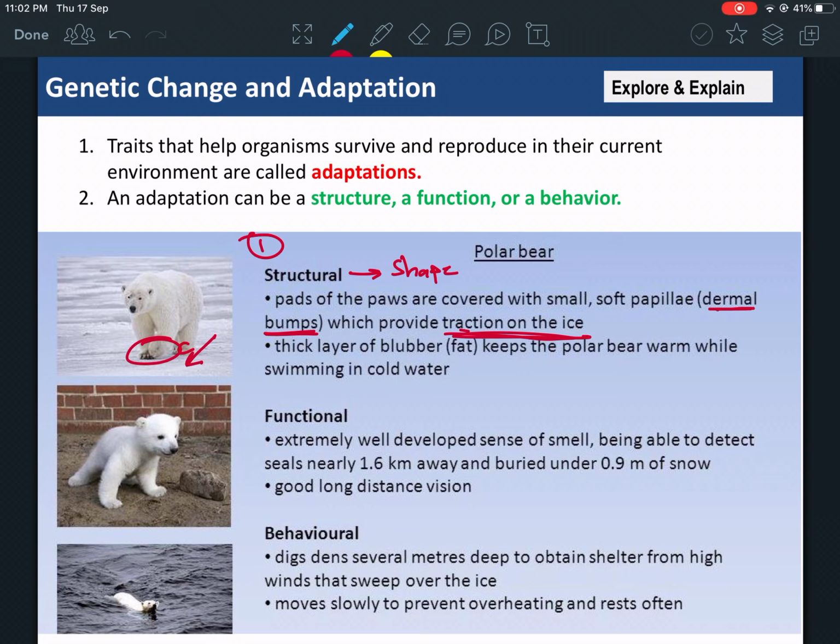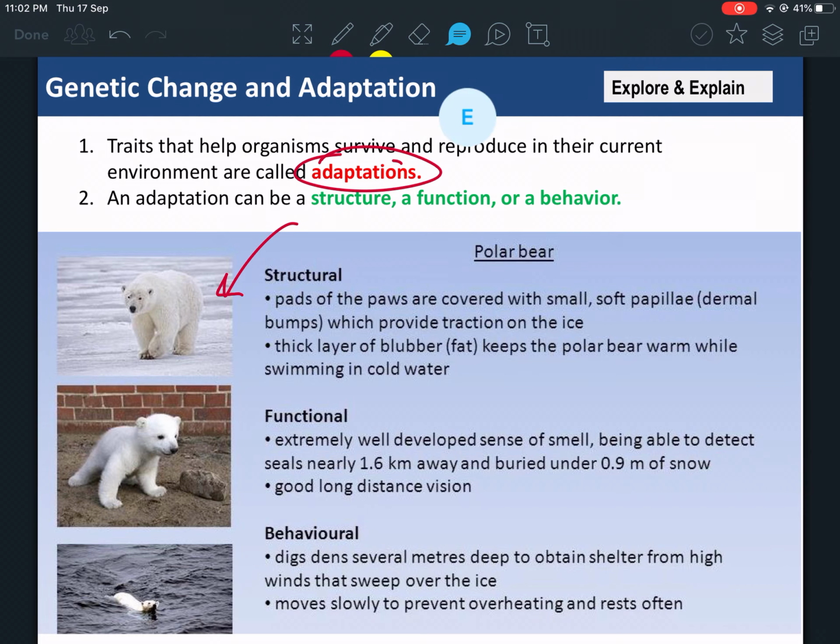And in order for the bear to survive swimming in the cold, it has a layer of blubber, which is fat. In order for it to survive in the cold, it has a layer of fat. So that's how the shape of the bear has changed over time, in order for it to survive and to adapt.